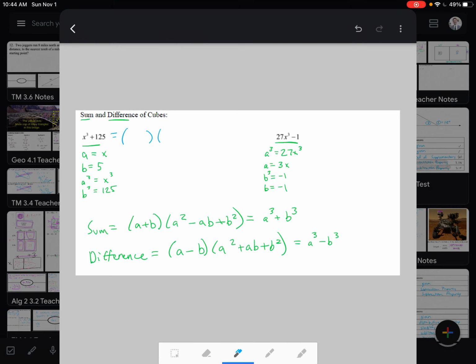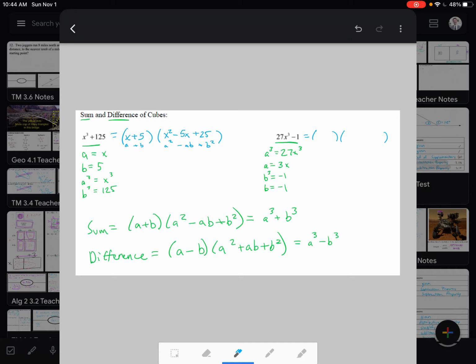So now that we have these, it's time to plug them in carefully into our formula here. So again, a plus b, writing it really small underneath, a squared minus ab plus b squared. So we know that a is x, b is 5, a squared is x to the second, minus a times b. Okay, so that's 5x, plus b squared is 5 times 5, or 25.